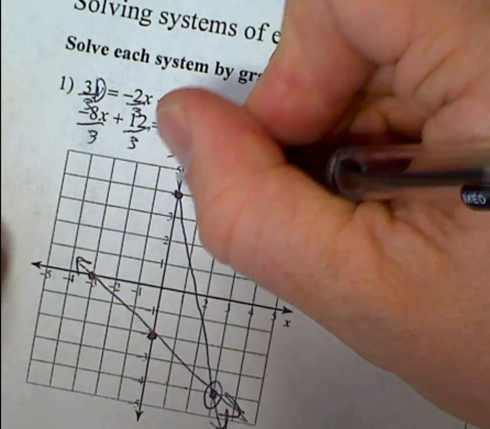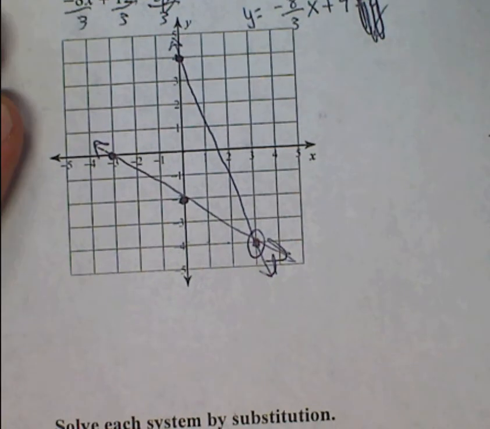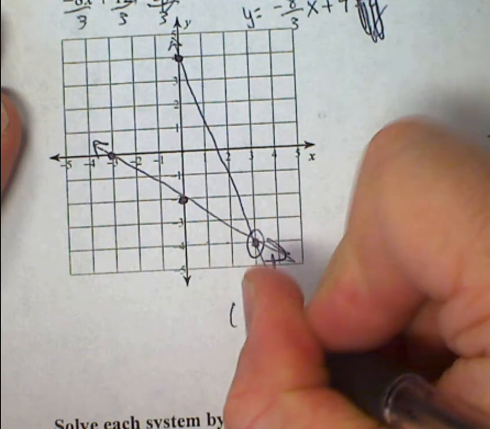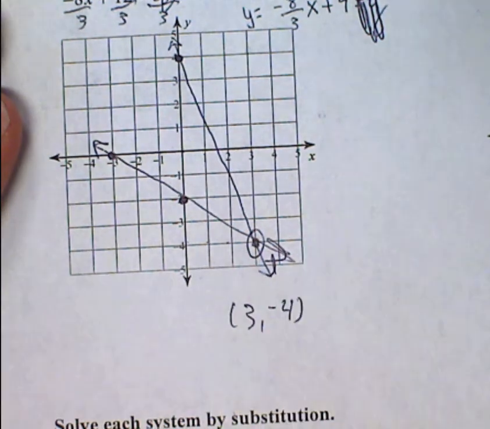I know exactly where they intersect. They intersect at 3, negative 4.